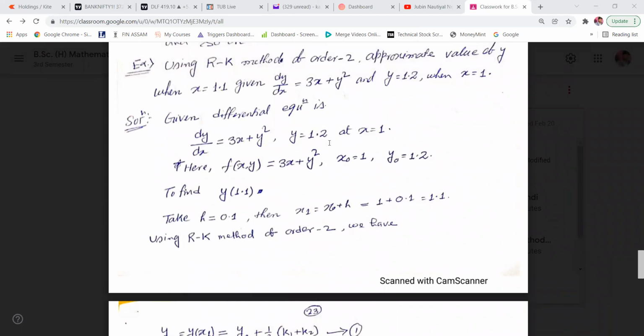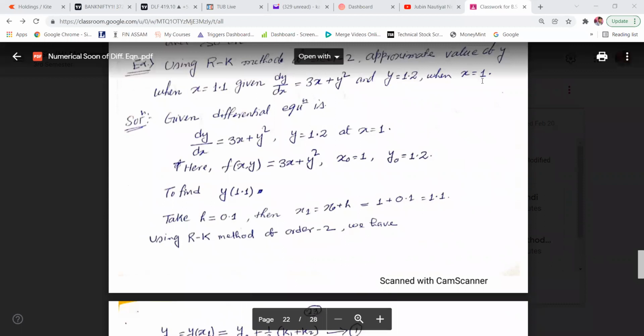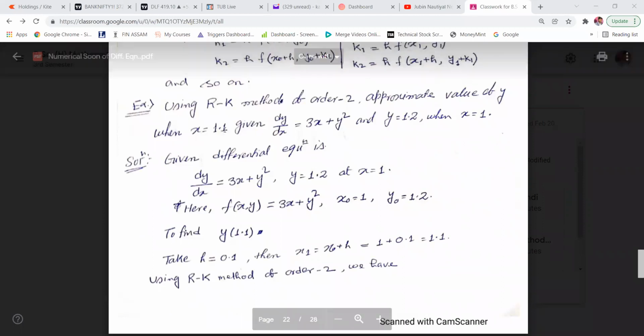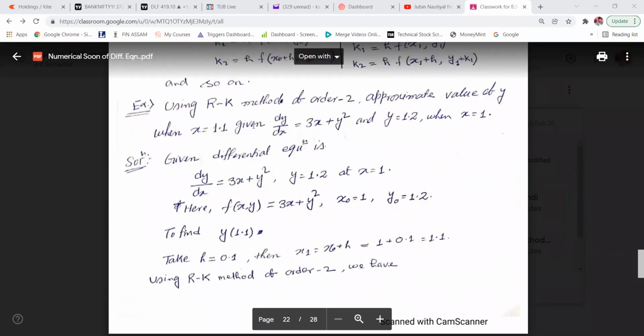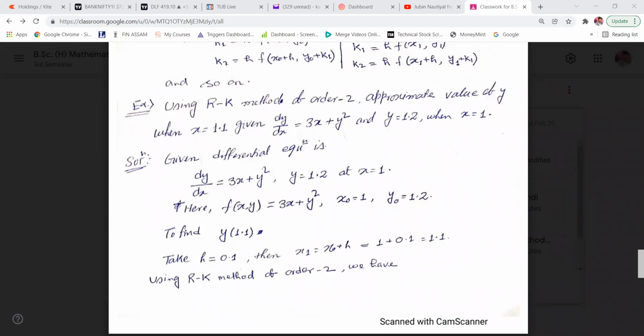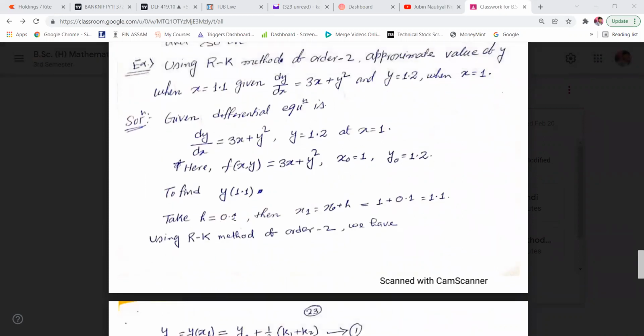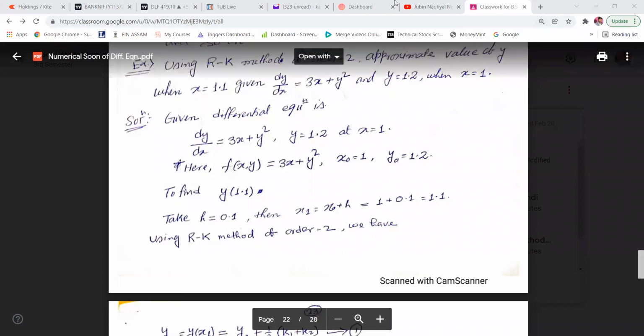Or you can do it like this also. Your interval: the starting value of x is 1, and the point you need to find is 1.1, so this is the last value. So 1 to 1.1, you can divide it into four parts and then you will get the value of h, or you divide it into 2 parts and you will get the value of h. Here I have divided into 2 parts. So h will be 0.1.